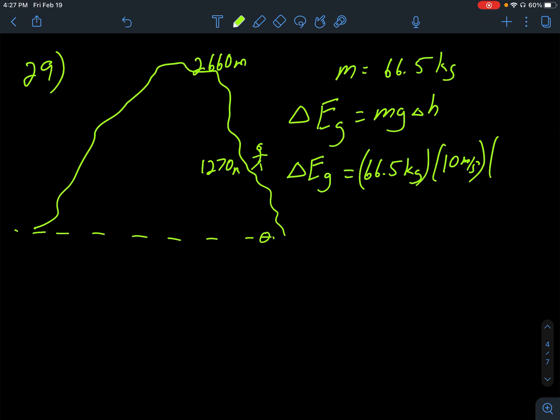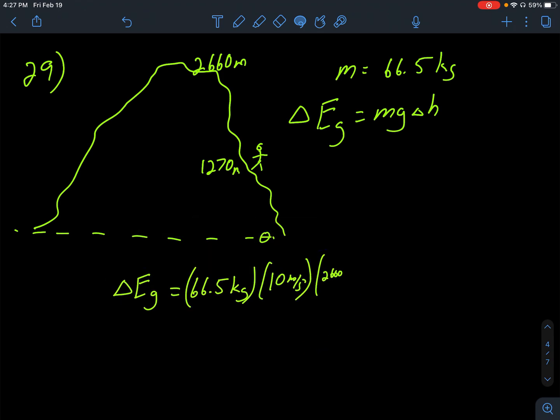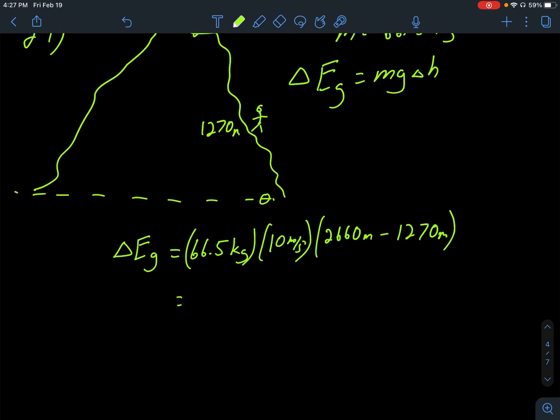And I would do 2,600. Gonna run out of room. Minus the initial height he started at. Plug that all in, and I get my 924,350 joules, which I could also express as 924 kilojoules if I wanted to.